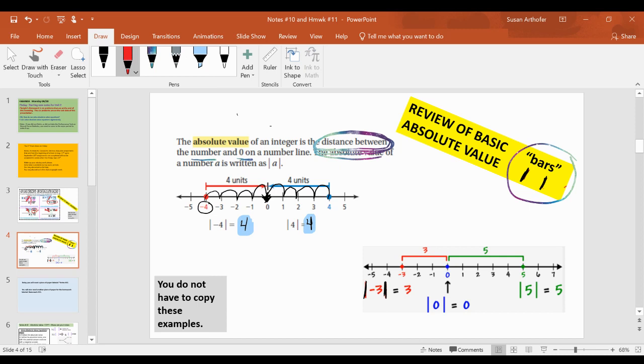So this is just a couple of problems on the side here. What's the absolute value of -3? 1, 2, 3. The answer is +3. What's the absolute value of 0? Well, 0. There is no distance back to 0.